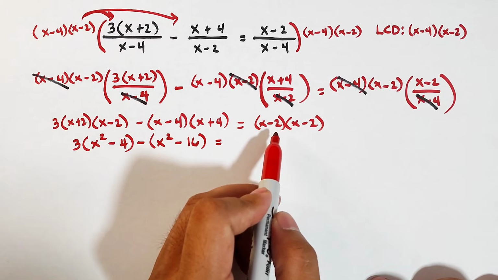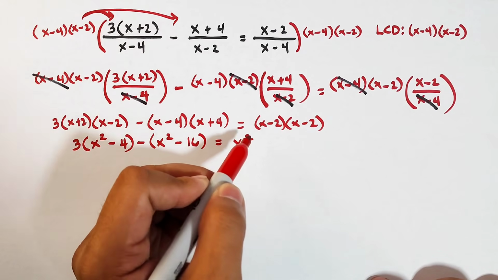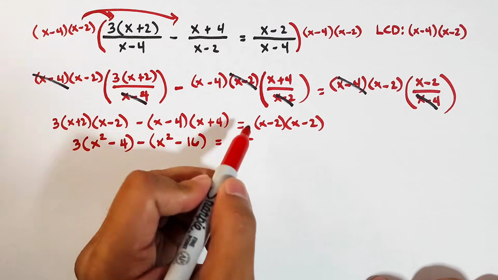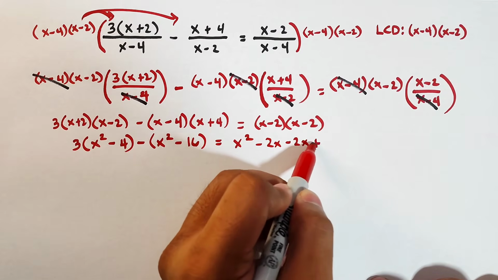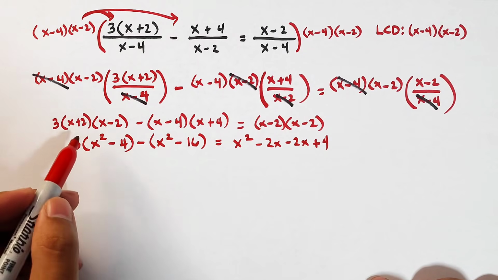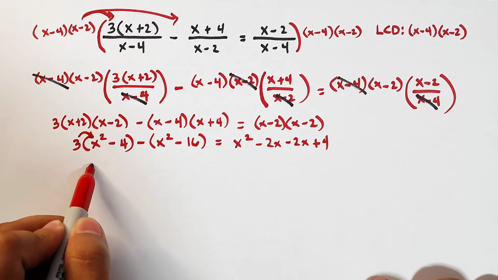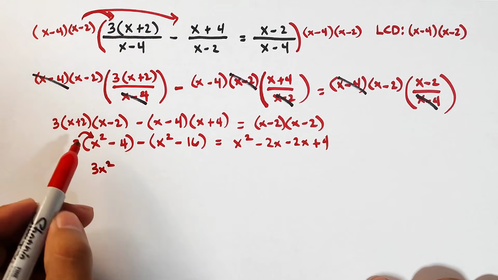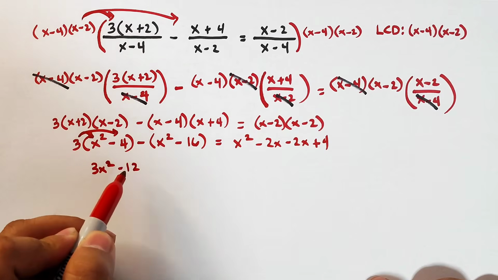On the other side, this will become x squared when we use FOIL method minus 2x minus 2x plus 4. Simplify natin, guys. Multiply this one by one. 3x squared. 3 times negative 4, that is negative 12.